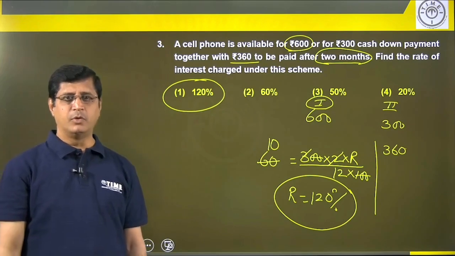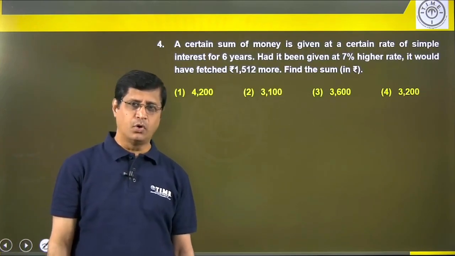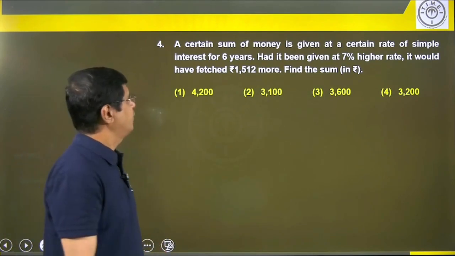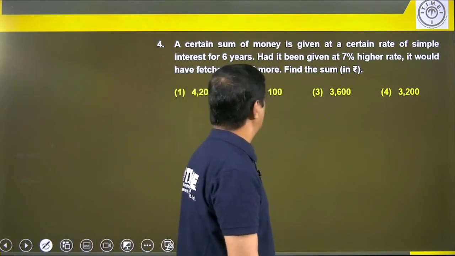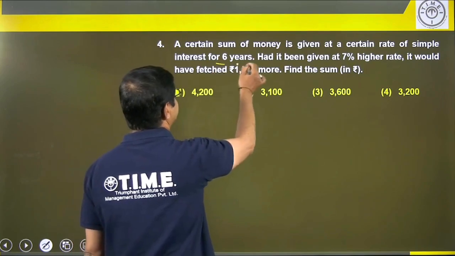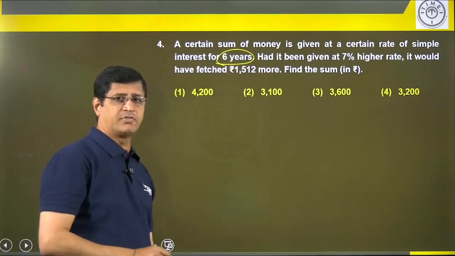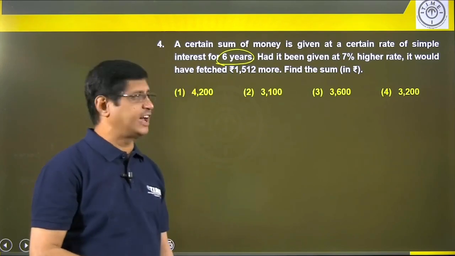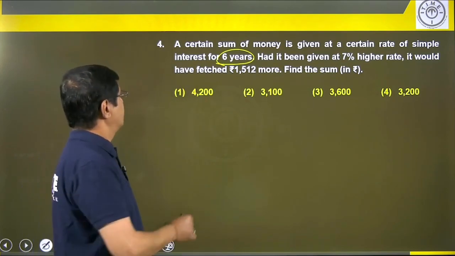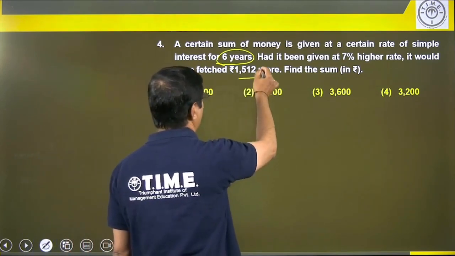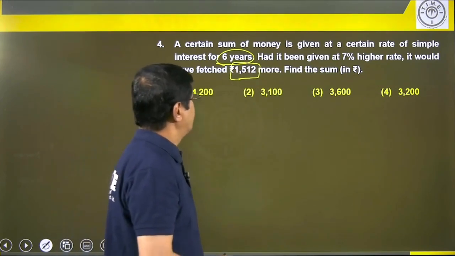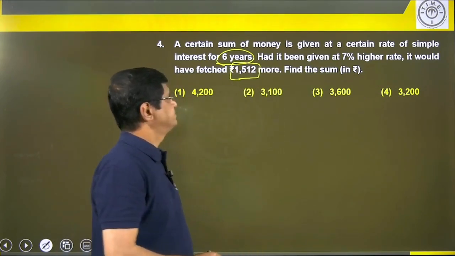Okay. Now moving to the next example, question number 4 on your screen. A certain sum of money is given at a certain rate of simple interest for 6 years. The period of time is 6 years. Had it been given at 7% higher rate, it would have fetched 1512 more. Find the sum.